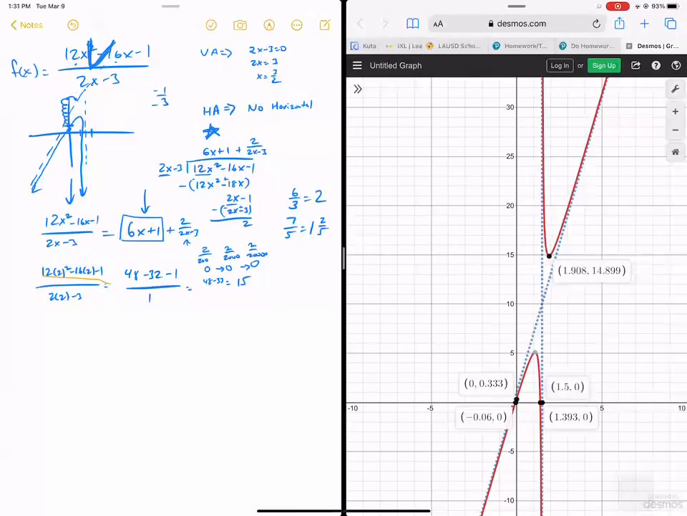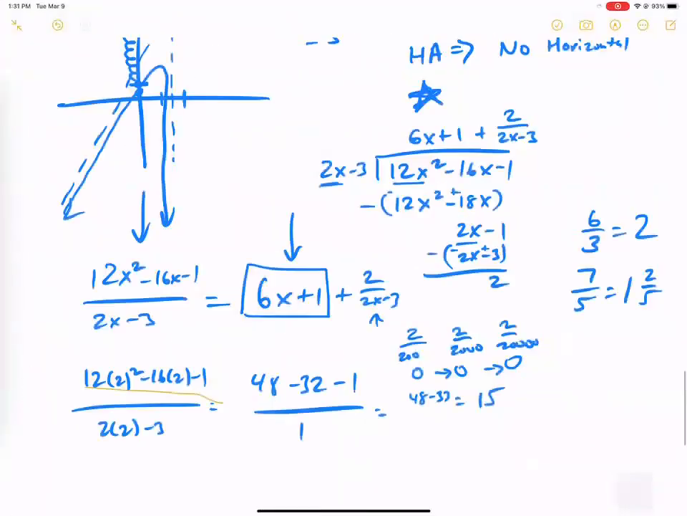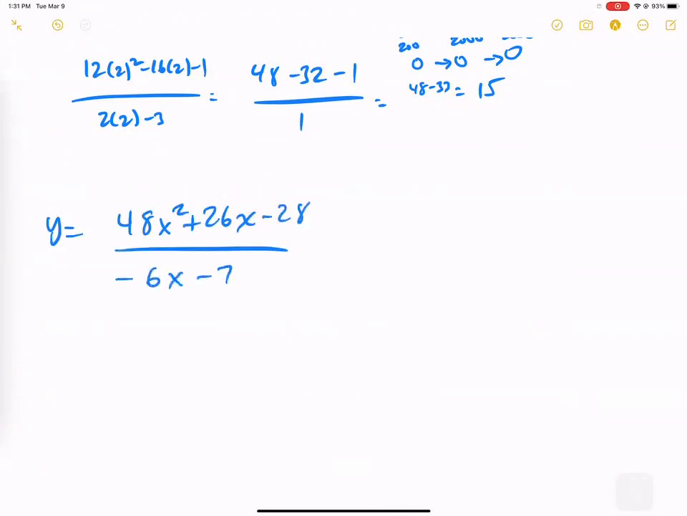Okay, let's do this one. Okay, our problem is, I'll make this even larger. y is equal to 48x squared plus 26x minus 28 over negative 6x minus 7. Okay, easy first version is find the vertical asymptote. Vertical asymptote is when the denominator is equal to 0. Negative 6x minus 7 is equal to 0. Negative 6x is equal to 7. x is equal to 7 over negative 6.